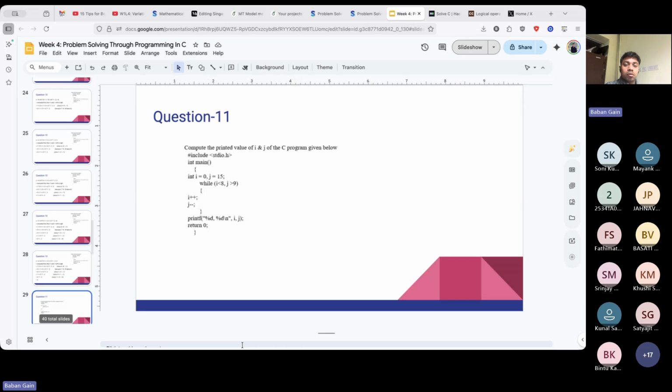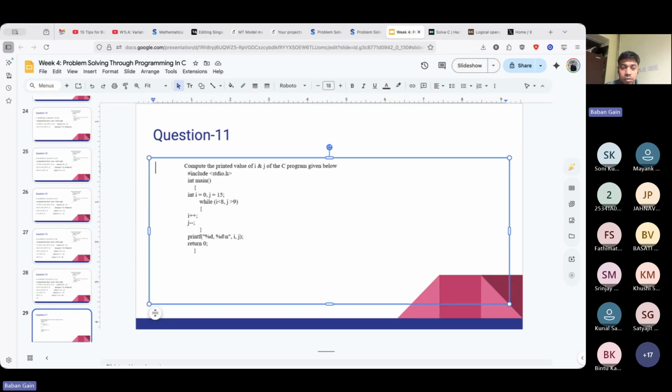So what are the options? Let me write it down. What are the solutions that you got? One was, I think, 7, 6, right? Someone told just now. And 6, 9. Okay, can you explain why it is 6, 9?